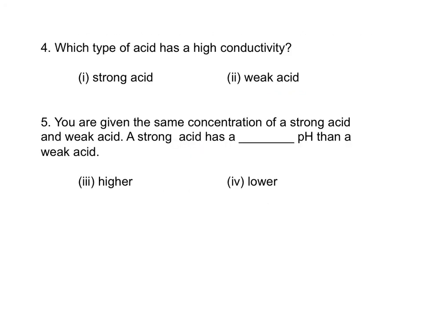Stop the video and answer these questions. And the answers are, a strong acid dissociates completely into its ions, which means there's a lot of ions. A strong acid has a higher concentration of H+, which means lower pH.